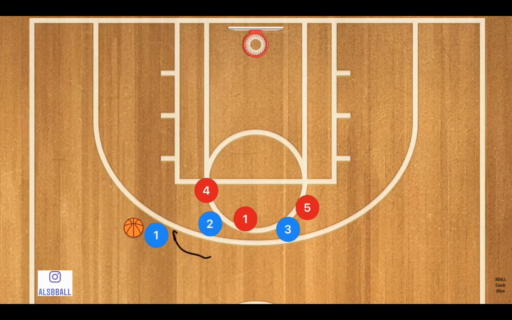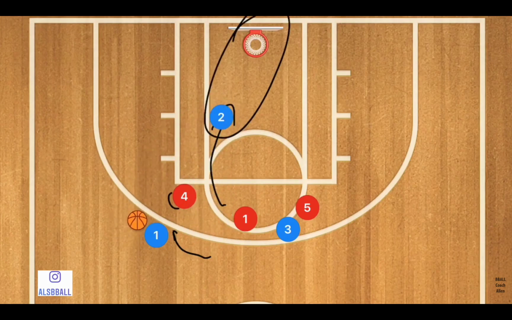He's going to look to attack so that he can pull that player 4 defender up, so player 2 is able to roll towards the basket. If that's the case, he can pass down to player 2 for an easy layup.